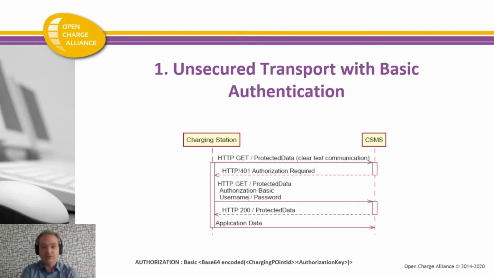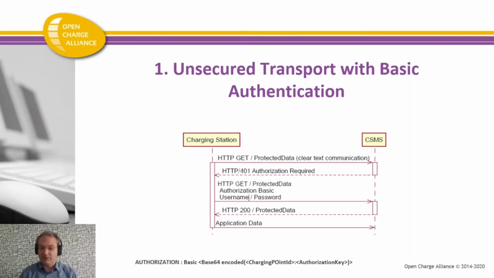So the first one, the unsecured transport with basic authentication, it looks like this. When looking at this, you see that you have an HTTP request which starts communication, and you give the authorization key in the HTTP header, and that consists of the charge point ID and an authorization key. The authorization key is the name for the password, separated by a colon, and these are together base64 encoded. So this is actually what you normally would use for HTTP basic authentication.